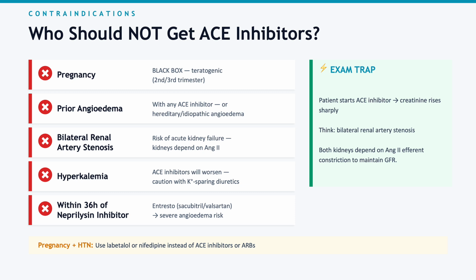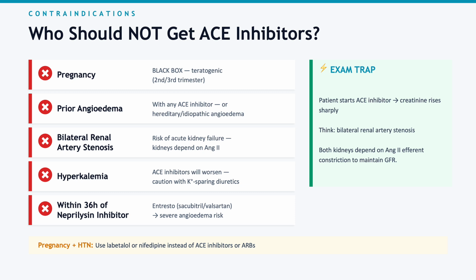This is a classic exam question. A patient starts an ACE inhibitor and presents with rising creatinine. Always think bilateral renal artery stenosis. Hyperkalemia. ACE inhibitors will worsen it. Use caution with potassium-sparing diuretics or potassium supplements.